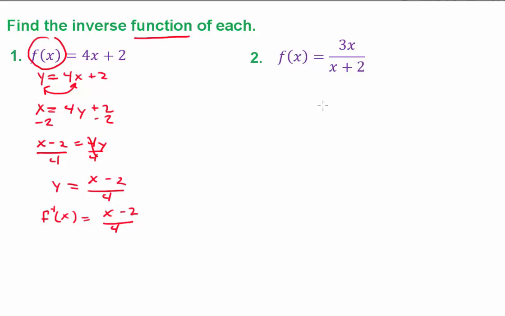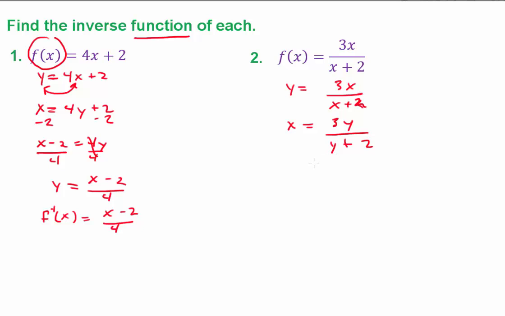All right, so let's go to the second one. We are again going to rewrite with y equals 3x over x plus 2. And we are going to again reverse and switch out the x's and y's. We have x equals. Now everywhere we had x in our previous equation, we are now going to have y. So it will be written 2 places in your numerator and denominator.